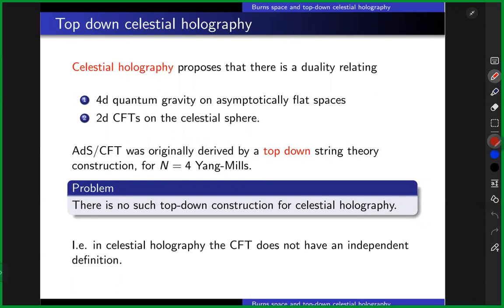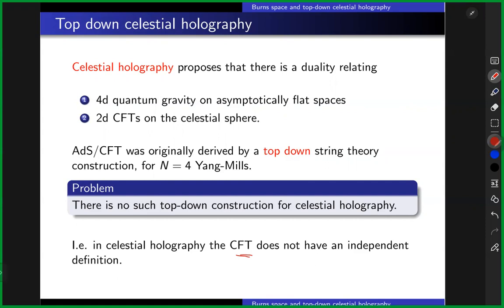And he had a completely explicit example where a large N gauge theory, N=4 Yang-Mills, was related to some explicit gravitational theory. So the problem with celestial holography is there isn't such a construction so far, and our goal is to provide one. One way in which we feel the lack of such a construction is that the celestial CFT doesn't have an independent definition normally. It's just normally defined to be the thing that gives you the right answer. It's built from the bulk theory.